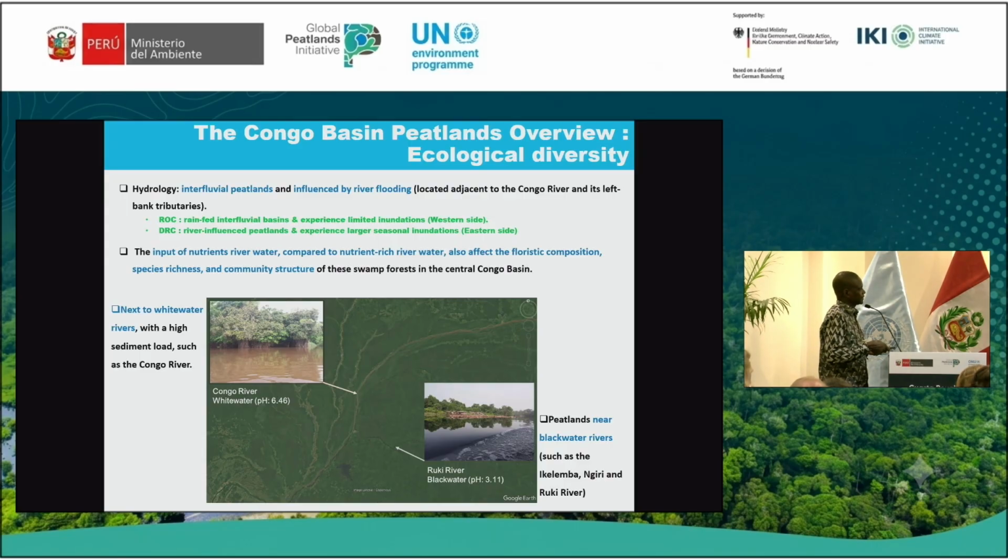As you can see here, this is the Congo River peatlands where we have laid some transects, and it's really white water with a high density of sediment loads in that area. But on the other side, we also have the black water, and it's poor in nutrients, but rich in carbon.